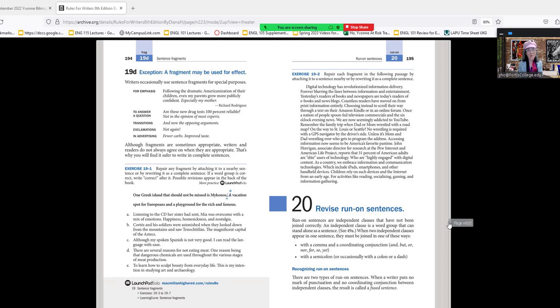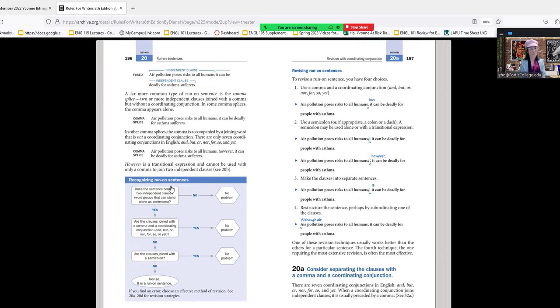Recognizing run-on sentences. There are two types of run-on sentences. When a writer puts no mark of punctuation and no coordinating conjunction between two independent clauses, the result is called a fused sentence. So that's what I said before. If you have a sentence that's missing any kind of punctuation, then that's known as a fused sentence, because you have two simple sentences fused together, and that's one kind of run-on sentence.